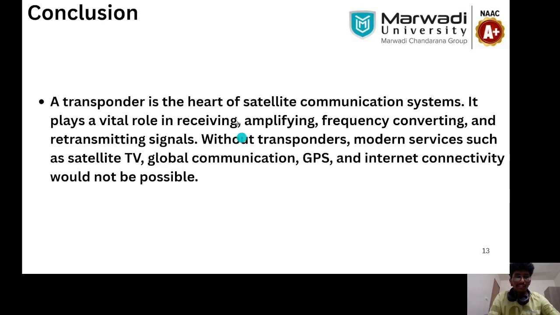And here is the final one, the conclusion. A transponder is the heart of a satellite communication system. It plays a vital role in receiving and retransmitting signals. It enables modern communication services such as broadcasting, aviation and global connectivity.